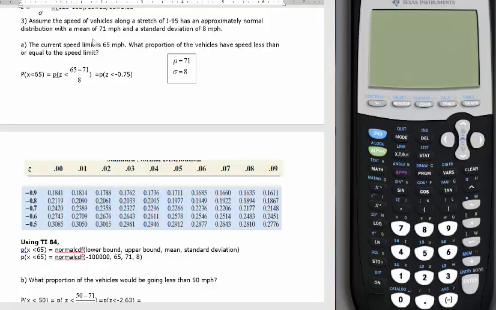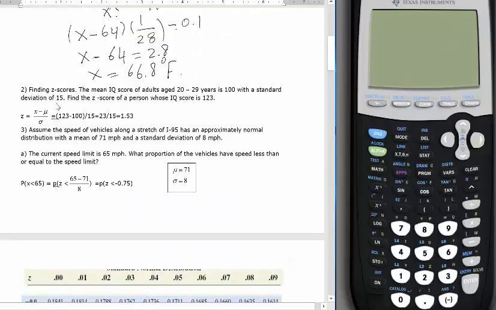So we need the probability of a vehicle having a speed less than this current speed limit, which is 65. So we need the probability of x less than 65. You write this down. You have two choices: to do this by hand using table 5, which will be provided to you, or you can use the calculator. So I'm doing it both ways. I'm going to do the table first, the standard normal table, and then I'll show you how to use the calculator. In order to use the table, you need to change 65 to a z-score.